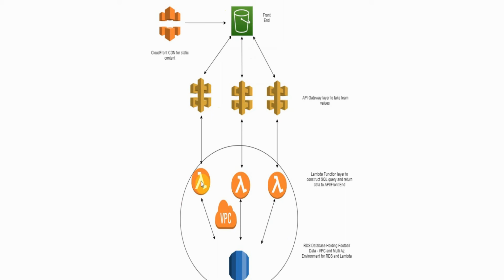This Lambda function will then query the database to get the most common result for whenever those teams played each other. This one may be for the most common score, and this one for the possession. The database and the Lambda functions are also in their own VPC. They are not in the default VPC. And this also has multi-AZ configured as well for the Lambda functions and also for the RDS instances.